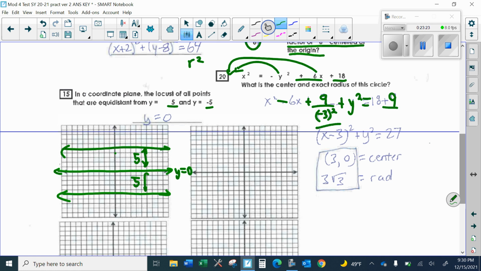This then factors into x minus 3, and remember, I can just drop this down right there. x minus 3 squared plus y squared equals 18 plus 9, which is 27. I do the opposite, so it's 3, 0 for the center, and I have to take the square root of 27, which breaks down to square root of 9 times square root of 3, which then breaks down to 3 root 3, and there's my exact radius.